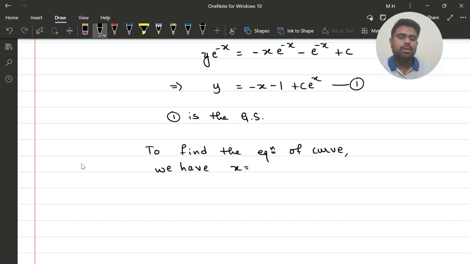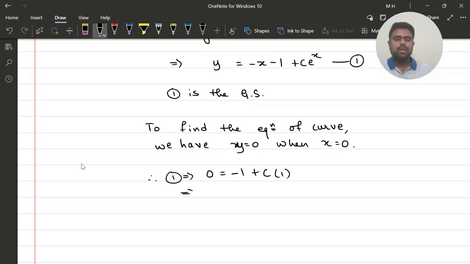We have x equal to 0, y equal to 0 when x equal to 0, right? So therefore equation 1 implies, put y equal to 0 and x equal to 0, so 0 equals minus 1 plus c into e raised to 0, which is 1, of course. So therefore this will give me c equal to 1.